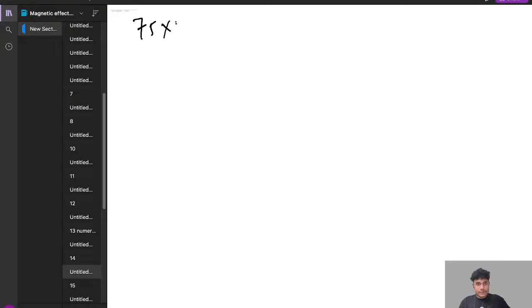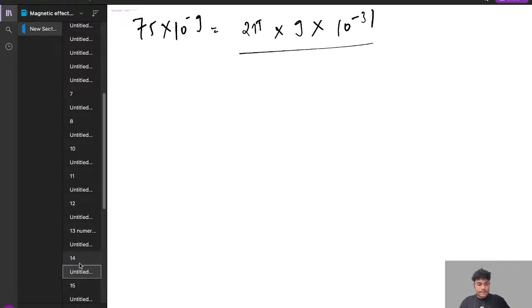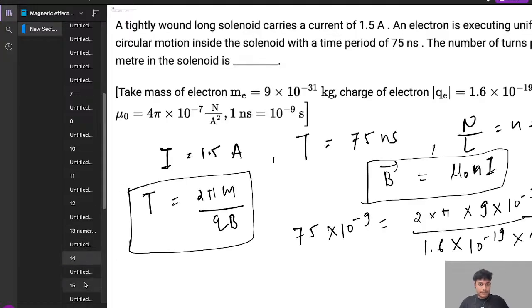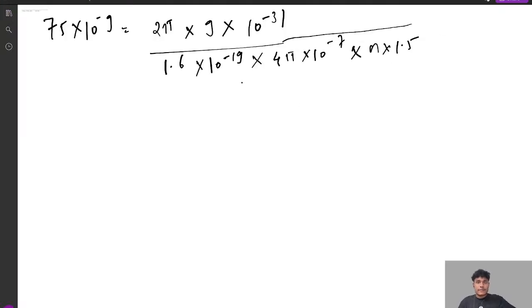75 into 10 raised to power minus 9 is equal to 2 pi into 9 into 10 raised to power minus 31 upon 1.6 into 10 raised to power minus 19 into mu naught, that is 4 pi into 10 raised to power minus 7, into n into I. What is I? That is 1.5. Okay, now solve this. From here we get the value of n.